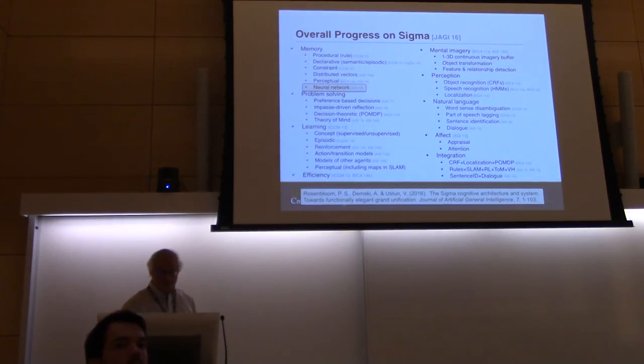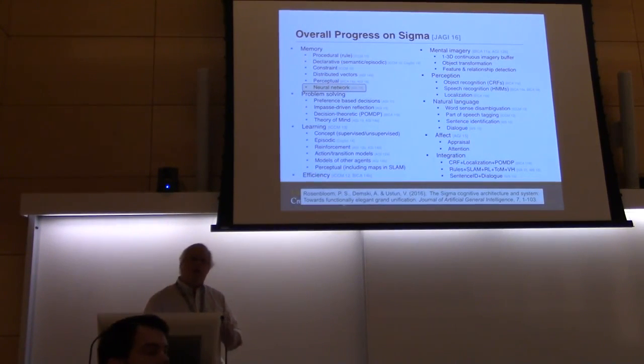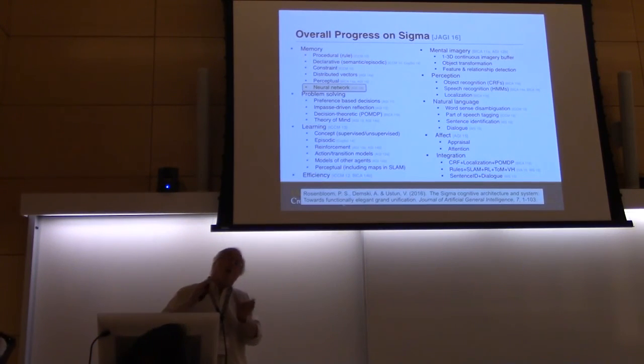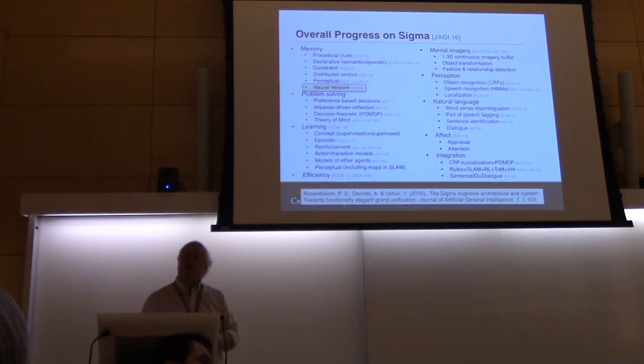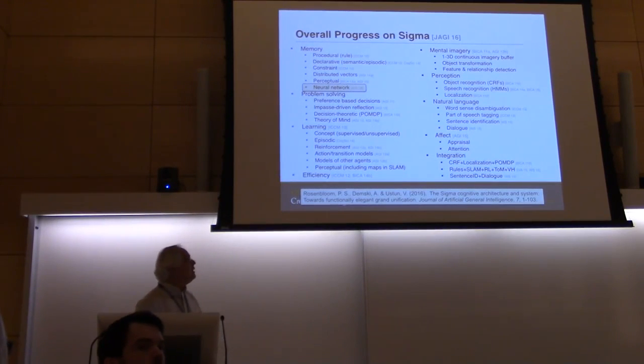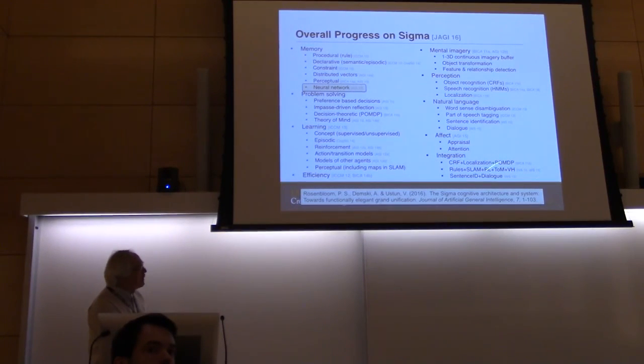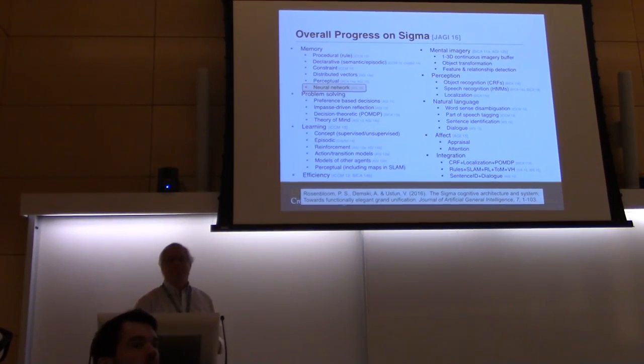Pace suggested I add this at the end. So if you want, there's a long and detailed article on Sigma that just came out in the Journal of Artificial General Intelligence. Came out, I think, 4 days ago. It's 103 pages long, but if you want to know a lot about Sigma, this is the place to go for it. Thank you.